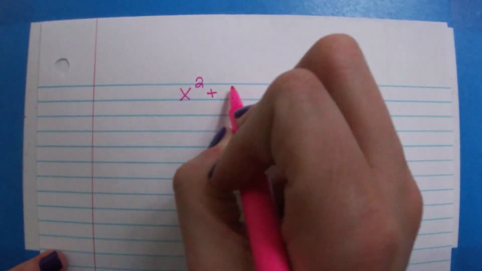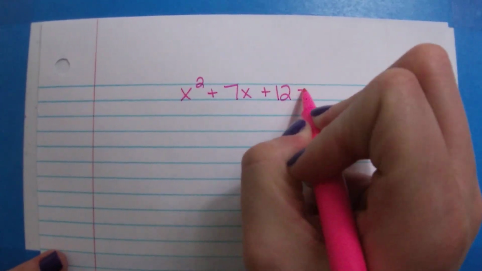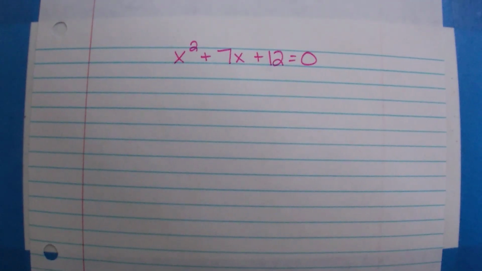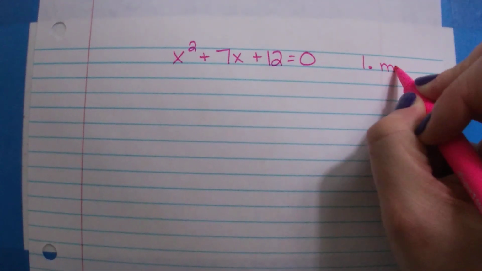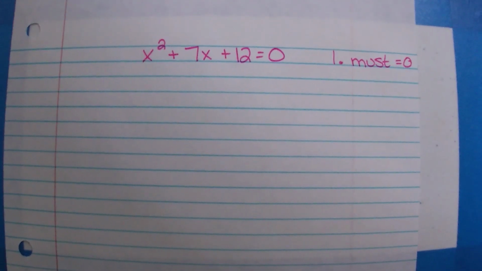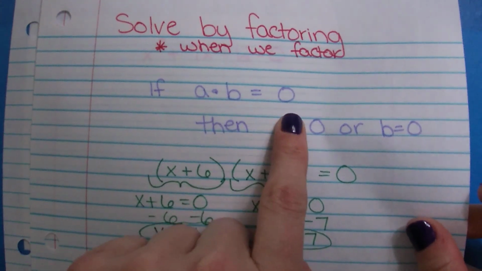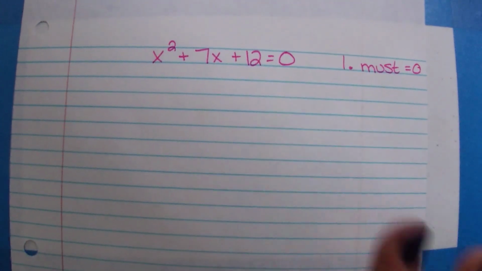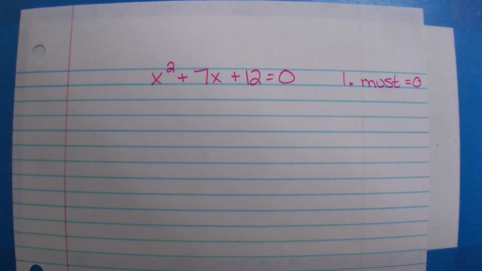Okay, but what happens if we don't have something where we see two things being multiplied? So what happens if I have x squared plus 7x plus 12 equals 0? Okay, so the first rule, if we see this, is that it has to equal 0. Right? That was the beginning statement that we said. If two numbers multiply to equal 0, right? It's all based on it equaling 0. So we're in luck. On this problem, it already equals 0, so there's nothing else we have to do.